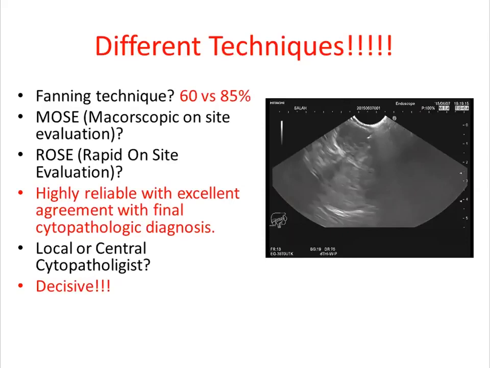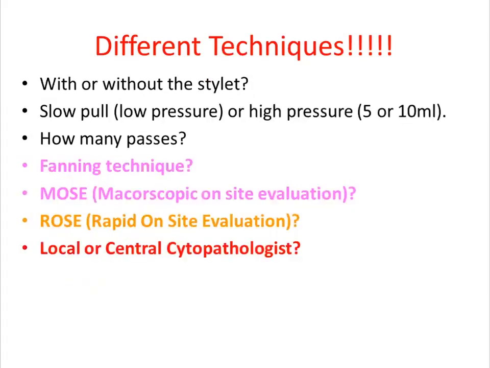So you should always refer your samples to an experienced cytopathologist. So among the most important factors in increasing the yield of EUS-FNA, the fanning technique is useful, MOSE is useful, ROSE is very important, and a local or central cytopathologist is decisive.